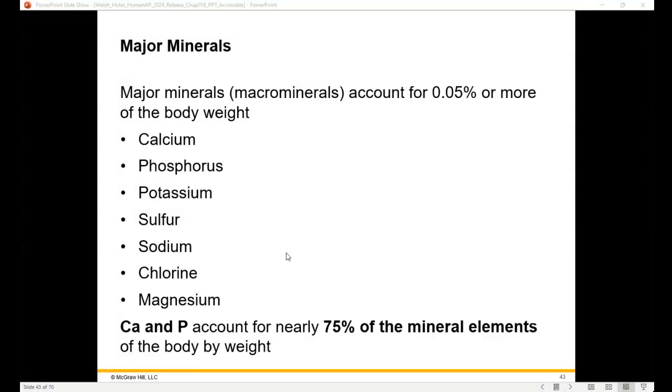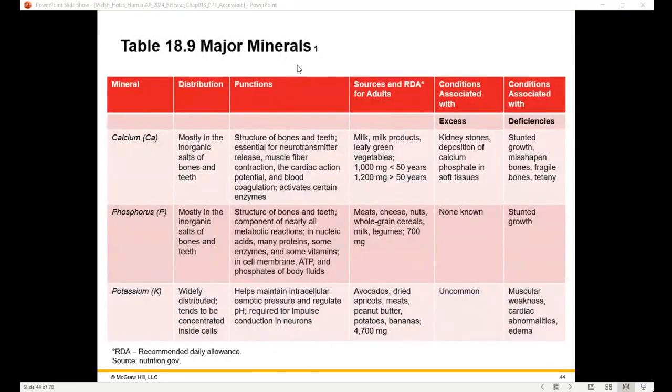The major minerals, or macrominerals, account for 0.05% or more of body weight. So calcium, phosphorus, potassium, sulfur, sodium, chlorine, and magnesium. Calcium and phosphorus account for nearly 75% of the mineral elements of the body by weight. Table 18.9 shows you the major minerals and functions and sources and conditions.